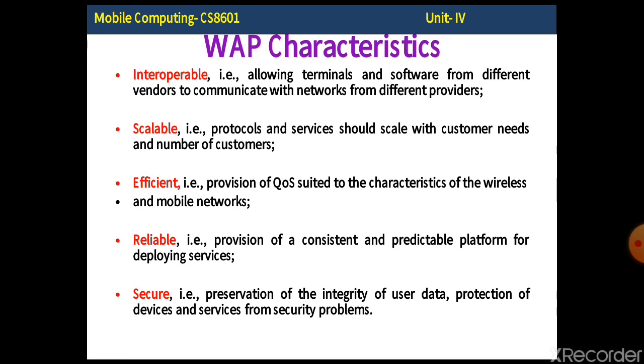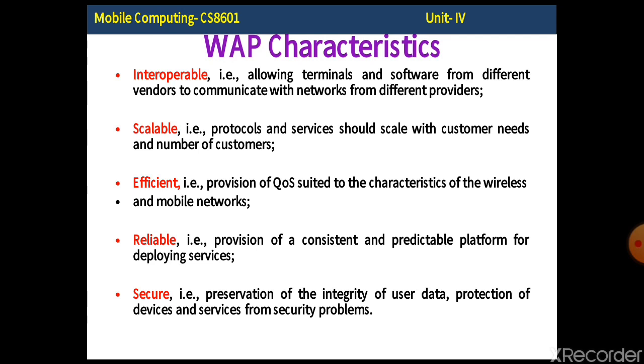There are 5 different characteristics in WAP. One is interoperable, scalable, efficient, reliable, and finally secure. So interoperability, what we discussed earlier, it is connecting the dissimilar network, different architectures, different platforms. So it will connect. It is a neutral connectivity to make the communication very smooth. The scalable, so protocol and services should be scalable with the customer demand based on the requirement. It should be enlargeable. And next one is efficient.